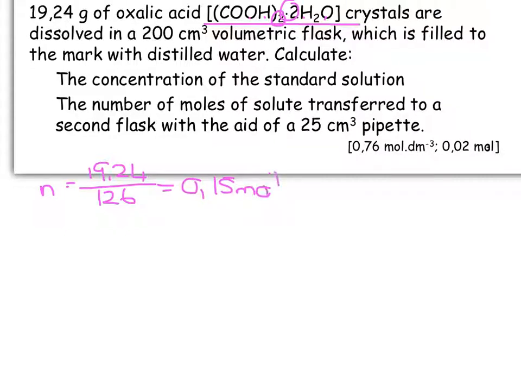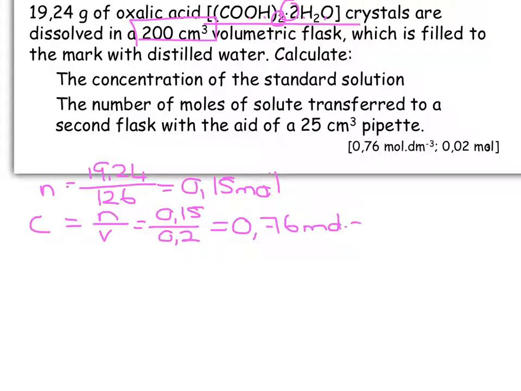And they tell me that this is made up to a concentration. The volume is going to be 200 centimeters cubed. So I say concentration is number of moles divided by volume. 0,15 divided by 0,2. Remember, you have to divide by 1,000 to get it into decimeters cubed. And you get 0,76 moles per cubic decimeter.